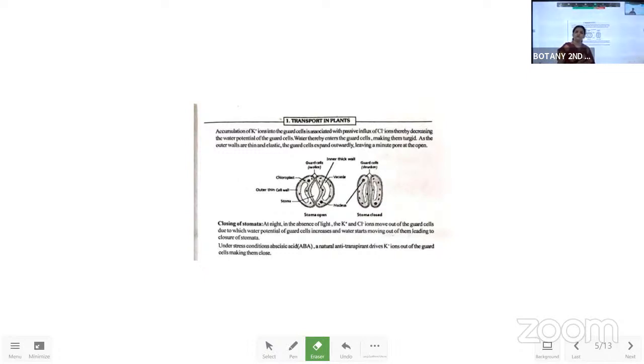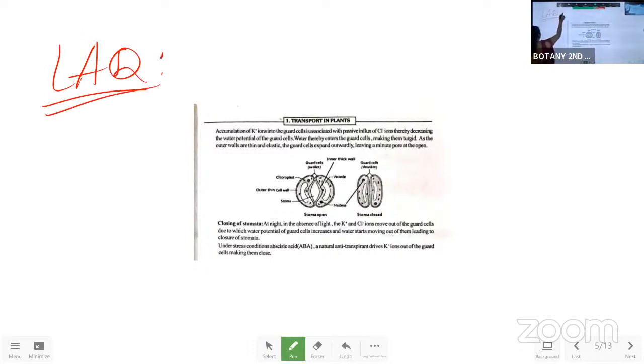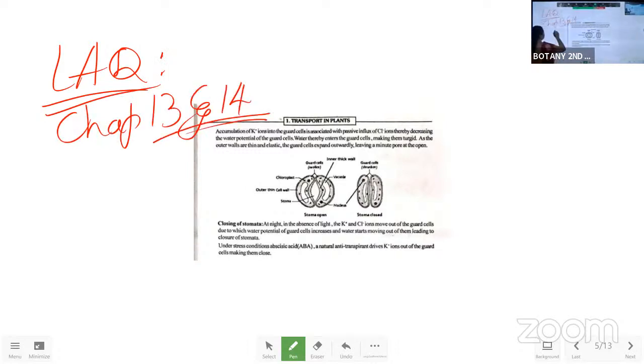So what we have to prepare for the supply exams, which chapters, the LAQs. I am saying again, you have to prepare thoroughly with these chapters. Chapter 13 and 14, that is one LAQ we will get: sewage treatment, or else the plant breeding process, or else the tissue culture. Out of these three, one will be mandatory for the LAQs.